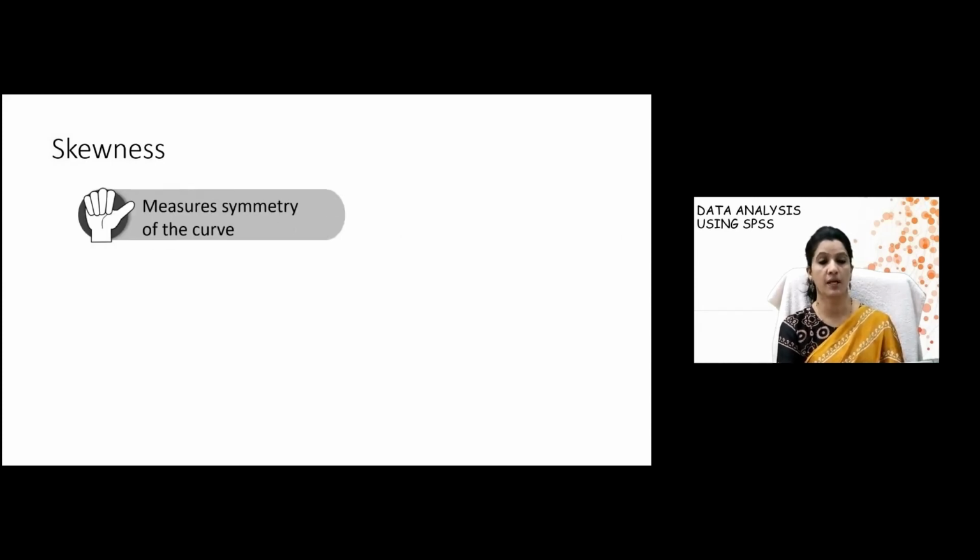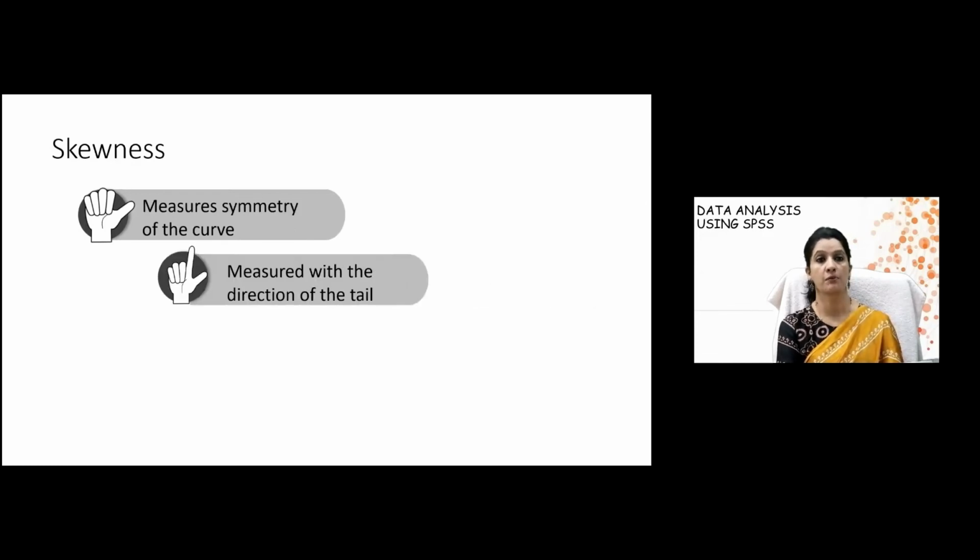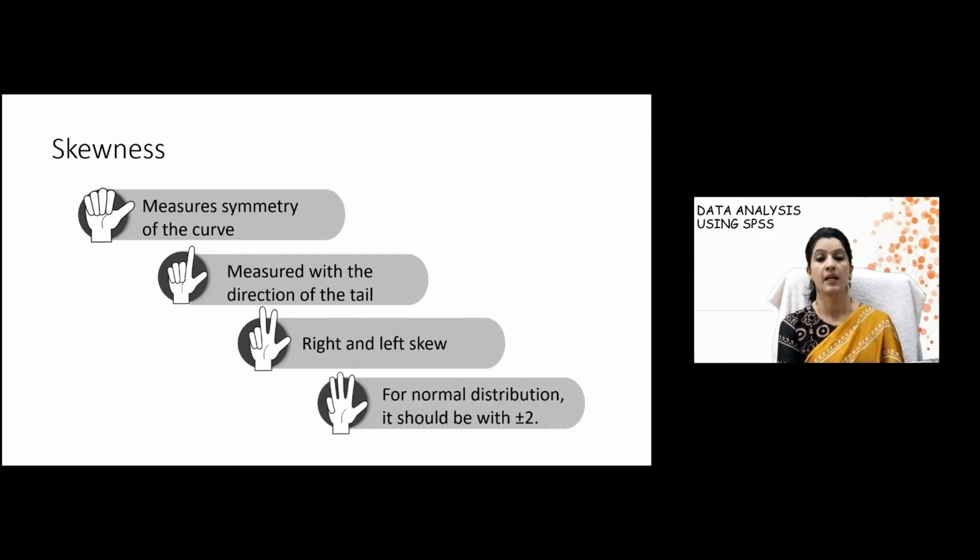Now coming to skewness. What is skewness? It measures the symmetry of the curve around the central peak, and it is measured with the direction of the tail. If you see a bell-shaped curve, the direction of its tail tells you about the right skewness or the left skewness. For a normal distribution, its value should be within plus minus 2. Minus tells you the negative skew or the left skew, and plus tells you the positive skew or the right skew.